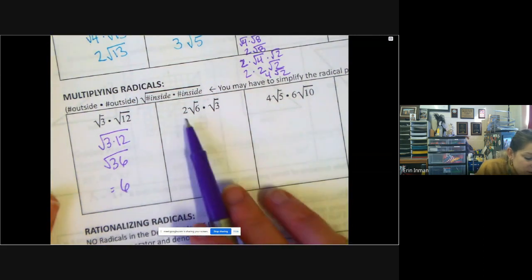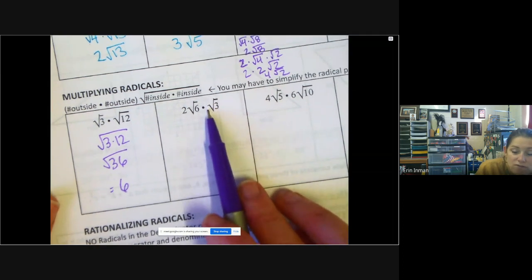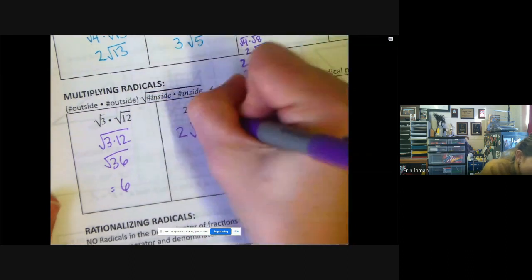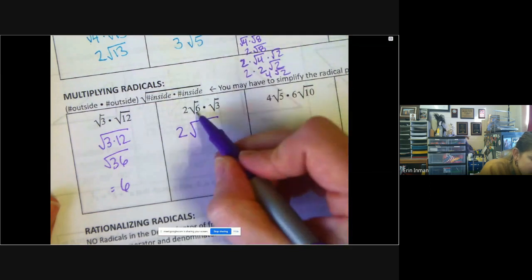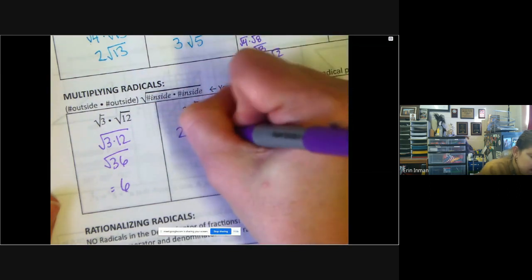Okay, so on this one, outside the radical is 2. There's not a number other than like an invisible 1. So really, 2 stays outside the radical. And then this is going to be 6 times 3. I can't simplify these as they are, but when I multiply them together, I get 18.